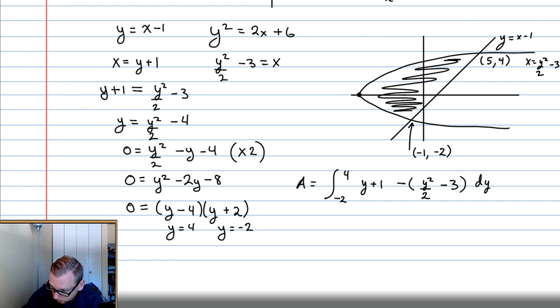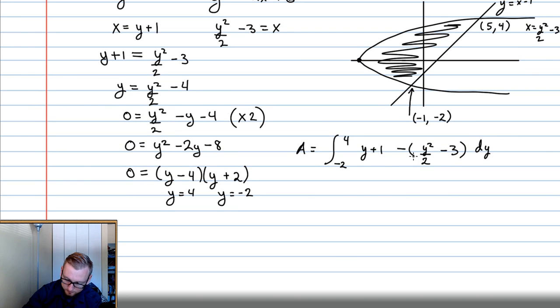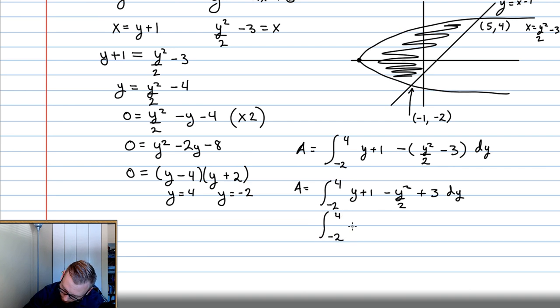Okay, so let's just do some integrals. So the area equals, let's simplify first. Minus 2 to 4, we've got y plus 1 minus y squared over 2 plus 3 dy. 1 plus 3 is 4. So we've got the integral from minus 2 to 4 of y minus y squared over 2 plus 4 dy.